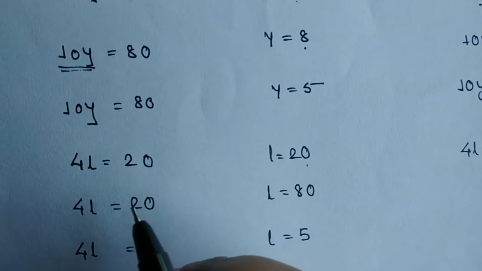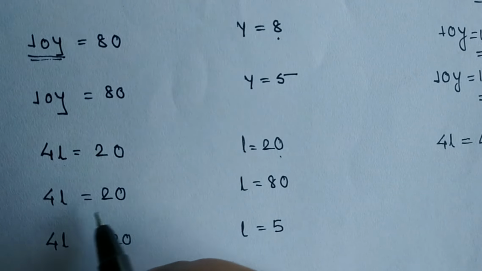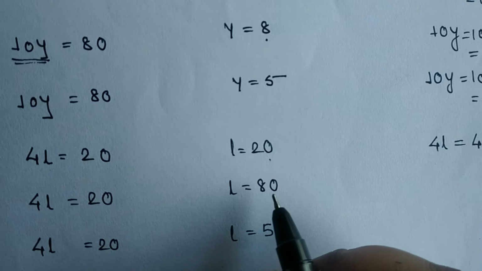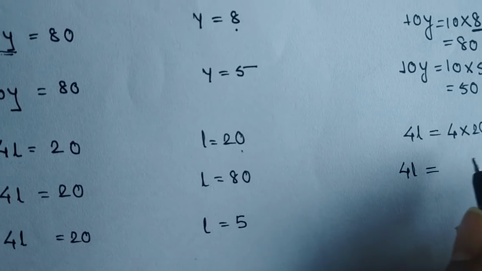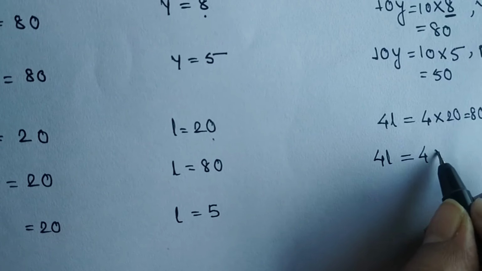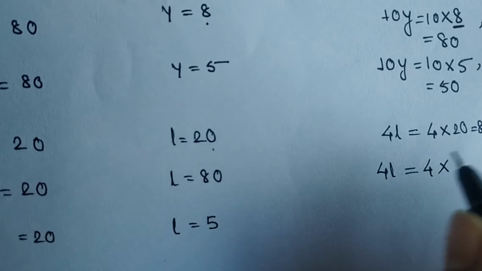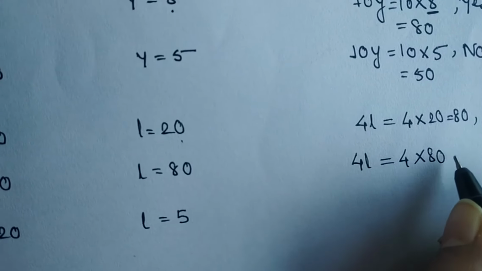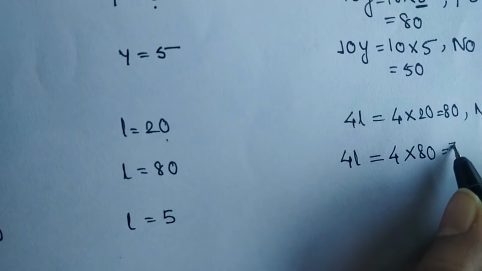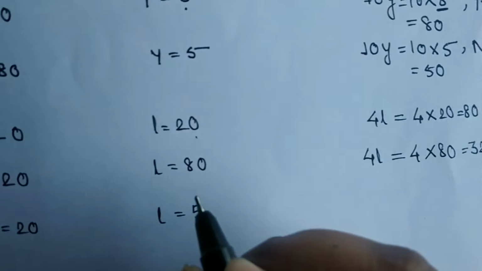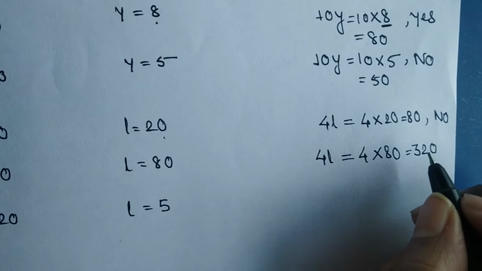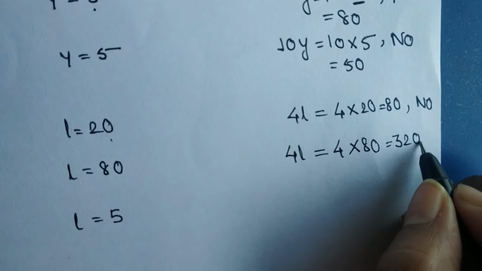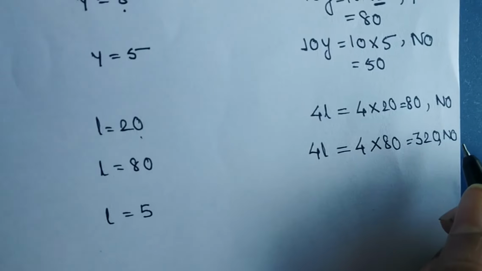Now in the next one again the same equation, and in the place of L here 80 is given. So again we will write 4L which is there on the left hand part. Now 4 into L, and here L is 80. So we are getting 8 4s are 32, so 320, and on the right hand side 20 is there. That means it doesn't satisfy the given equation. So we will write no.